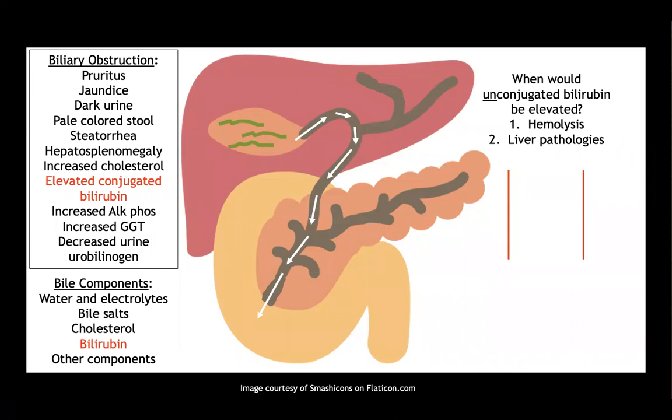Another thing to keep in mind is that liver pathologies could cause an unconjugated hyperbilirubinemia. Again, if you imagine these molecules are always trying to get conjugated when they're floating in the bloodstream, but if your liver's not functioning that well, this whole process might be deficient and you might end up with more unconjugated bilirubin than you would like.